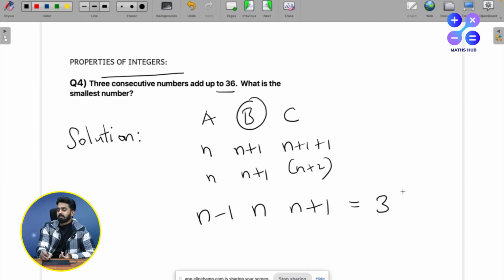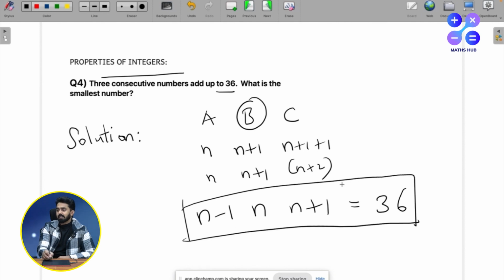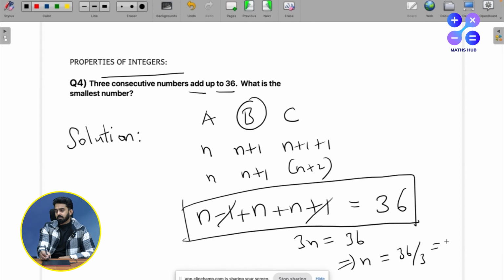It's just a little bit faster. So if you take these 3 to be the numbers and we are told that they add up to 36, right? So it means if you add these 3, you get 36. So that's going to be cancelled out and then you get 3n equals 36, which means n equals 36 by 3, which is 12. And we need the smallest integer.